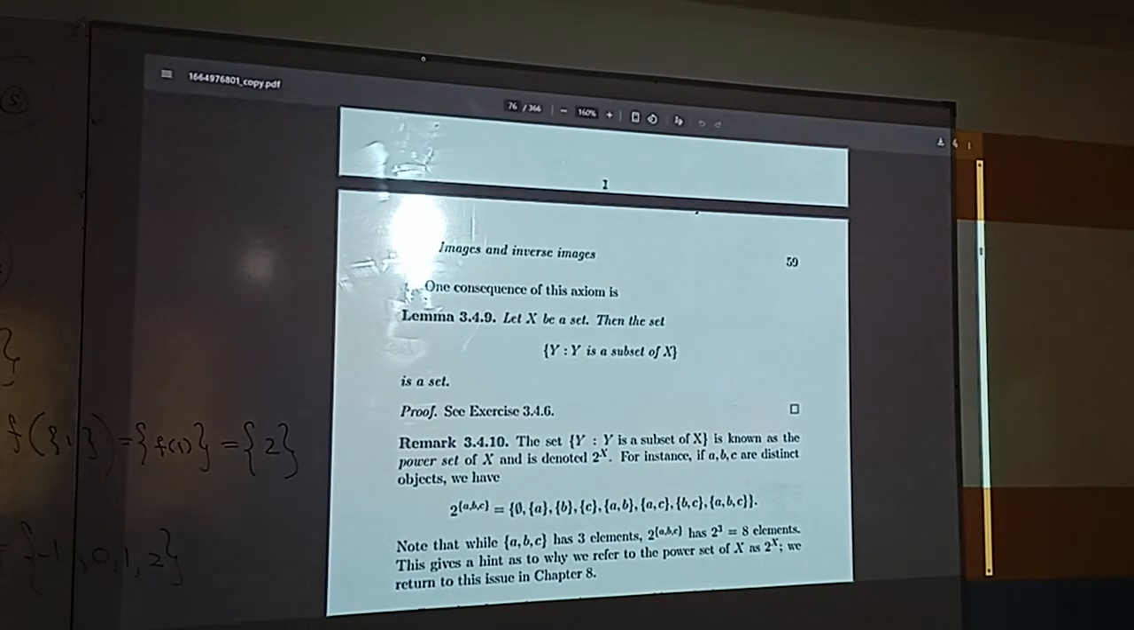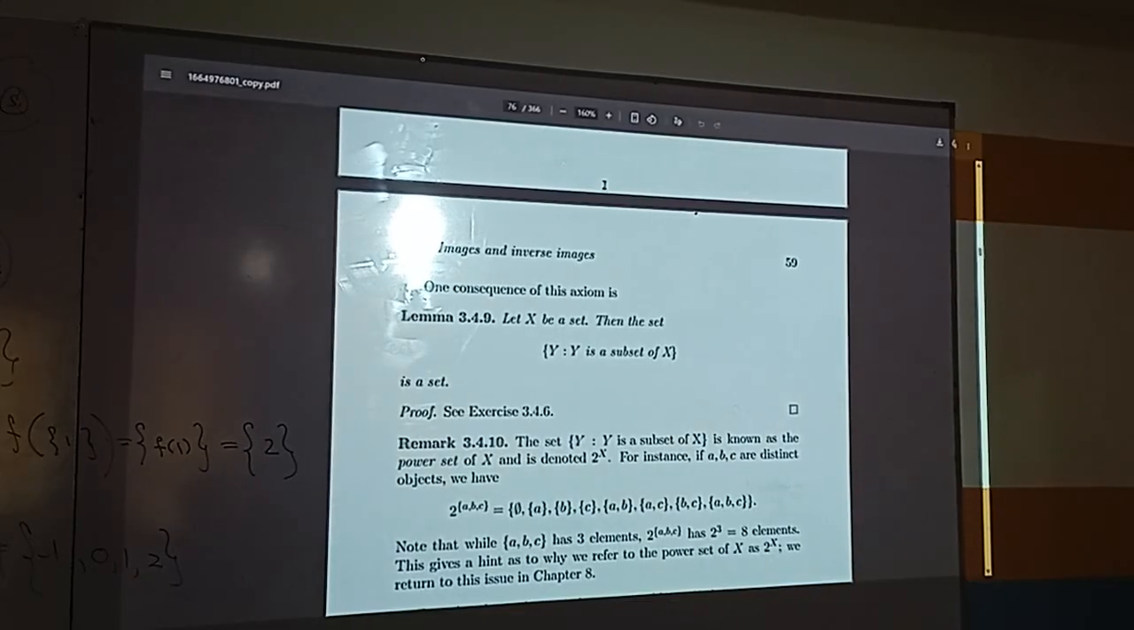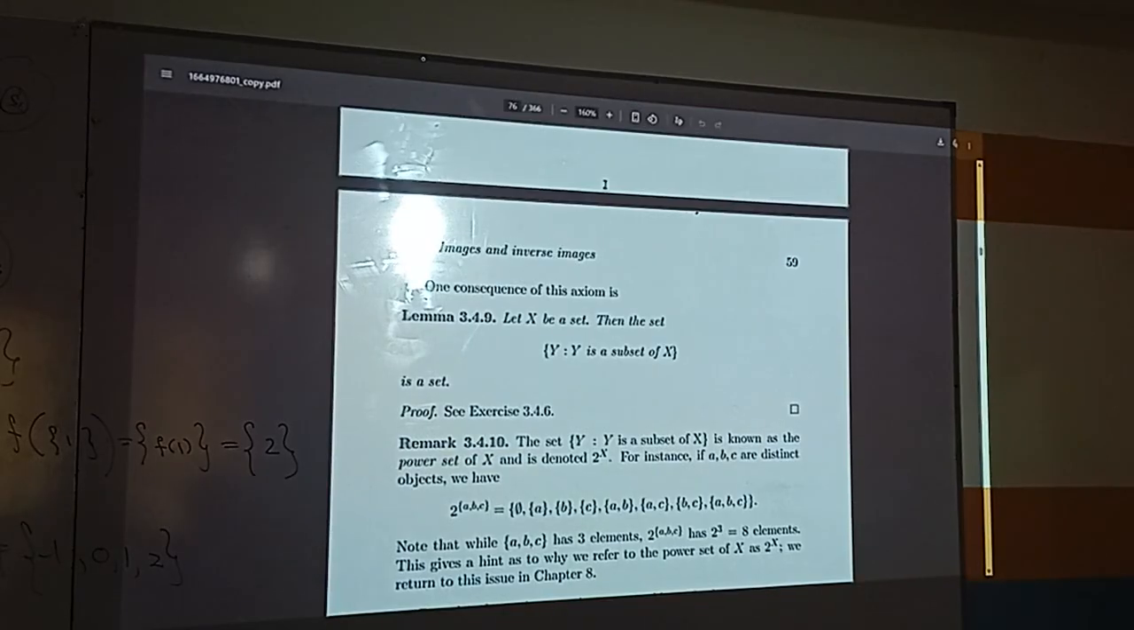The consequence of this axiom is: let X be a set, then the set of all Y such that Y is a subset of X is a set. It looks kind of funny, but you have to use the axiom to see that it is a set. How we read this: the set of all Y such that Y is a subset of X. You need to prove it using the replacement axiom and the separation axiom.